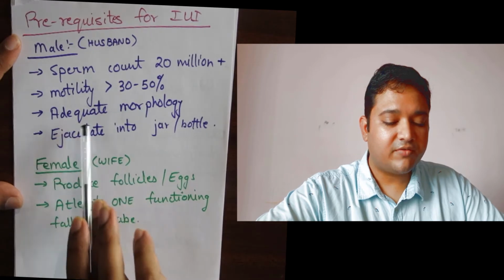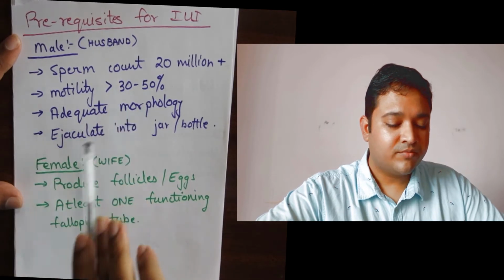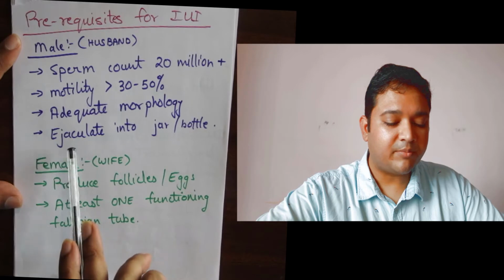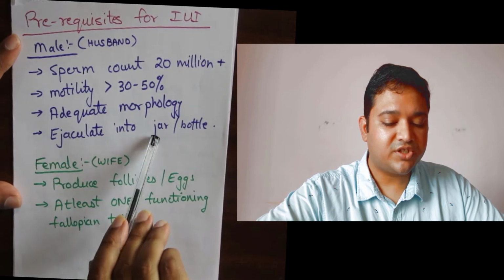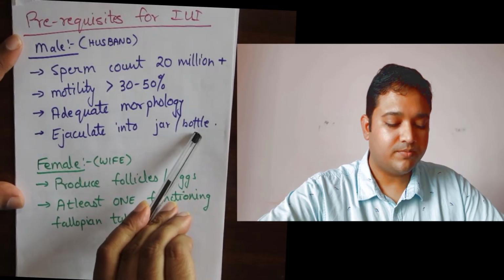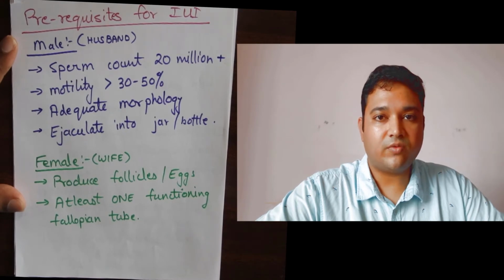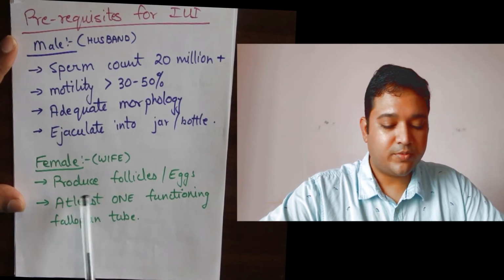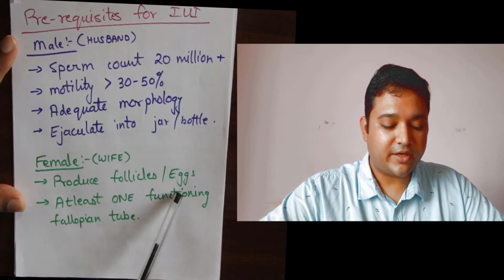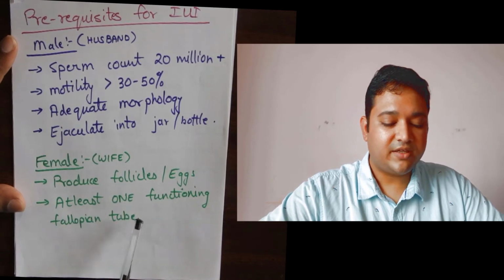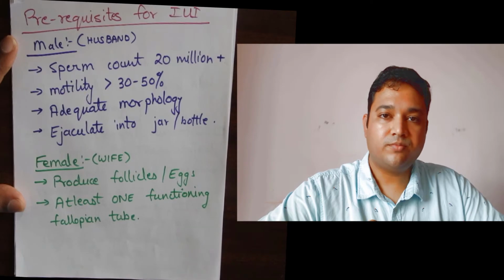There should be adequate sperm morphology and the male should have the capacity to ejaculate into a jar or a sperm collection bottle. There are certain prerequisites for IUI treatment for the wife as well. She should be able to produce her follicles or eggs and she should have at least one functional fallopian tube. Now let us see how IUI treatment takes place.